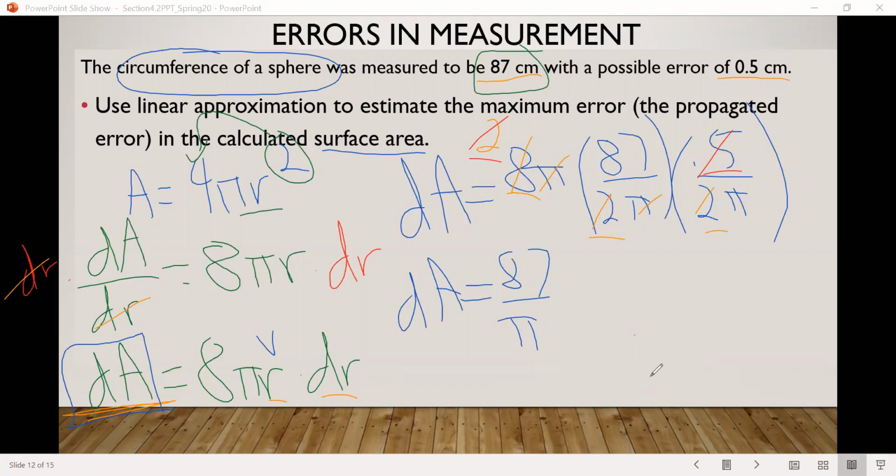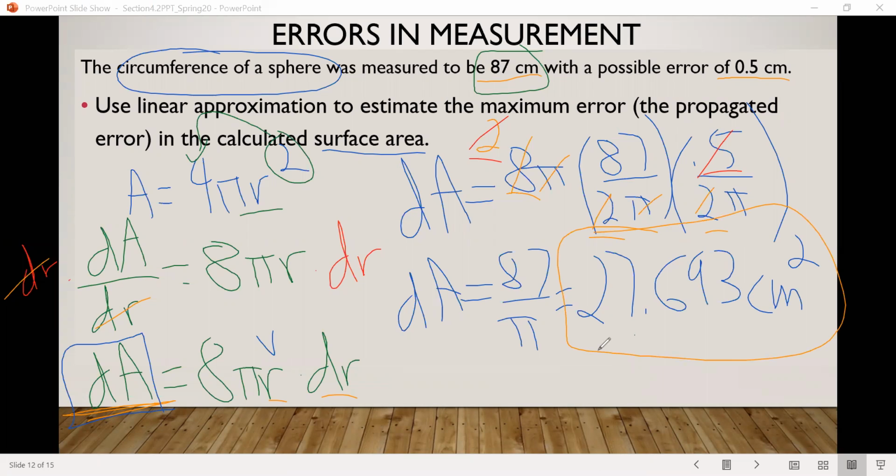Right, and then we can get a decimal value for that, which would be 27.693. Okay, and so that would be our possible error, or the maximum error in the measurement of the surface area. And in fact, because it's a surface area, we can also put units on here. So this would be centimeters squared. Whew, we made it.